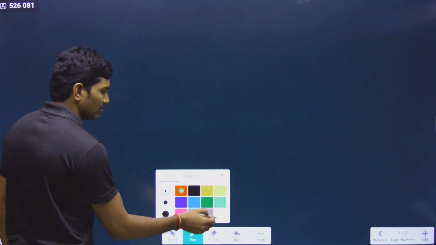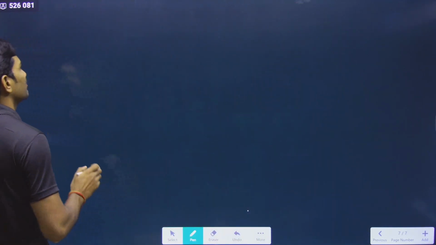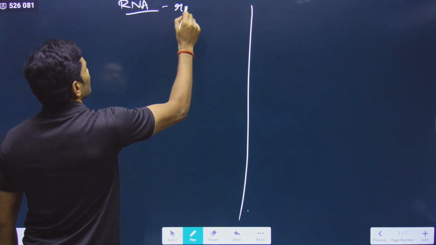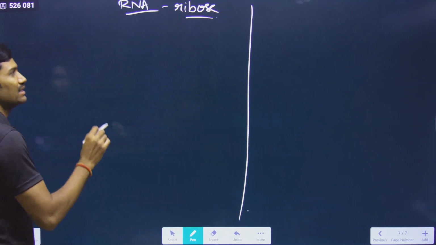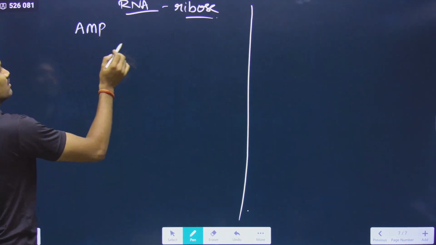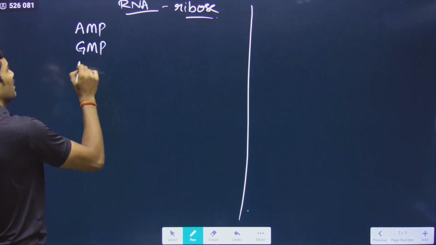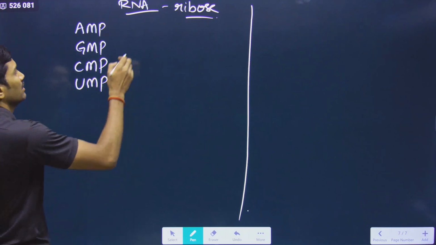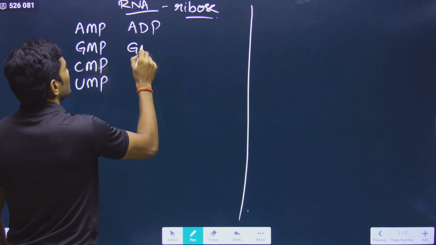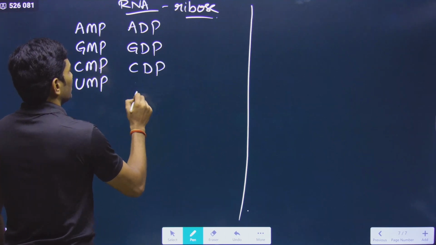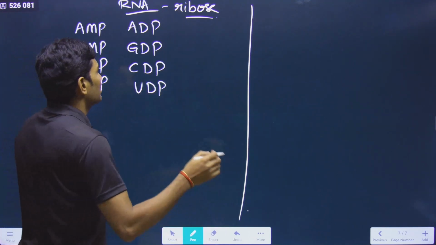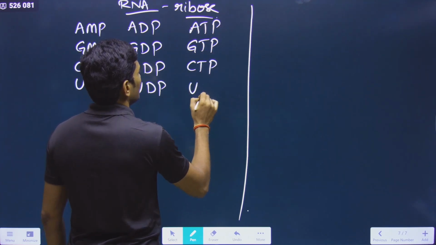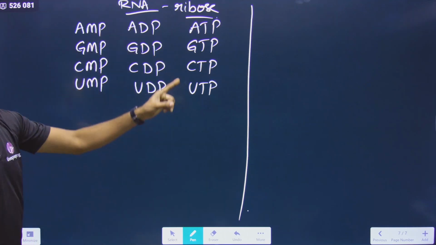Now here we will write one generalized piece of information. Observe this. With respect to RNA, that is, ribose sugar containing, what are the names we are writing? AMP, next GMP, CMP, and UMP. These are the various names we are using for monophosphates. In the same way, ADP, GDP, CDP, and UDP. Yes or no? Next one, triphosphates: ATP, GTP, CTP, and UTP. These are with respect to ribose sugar.